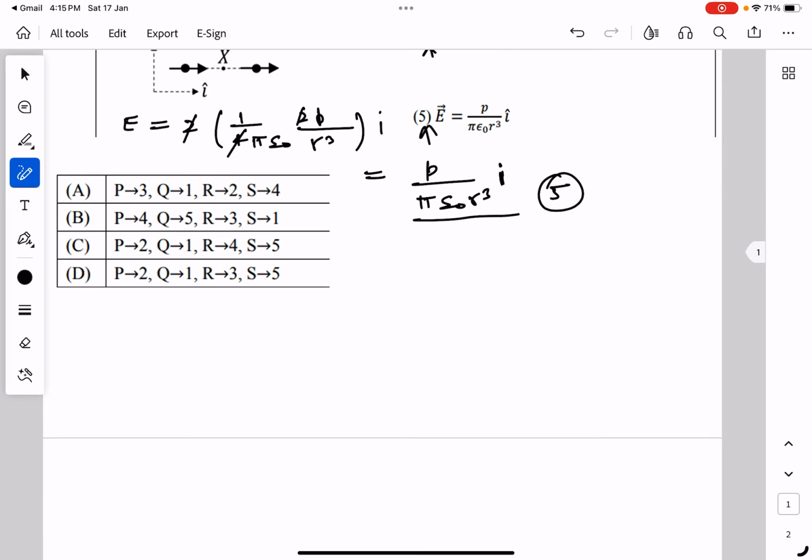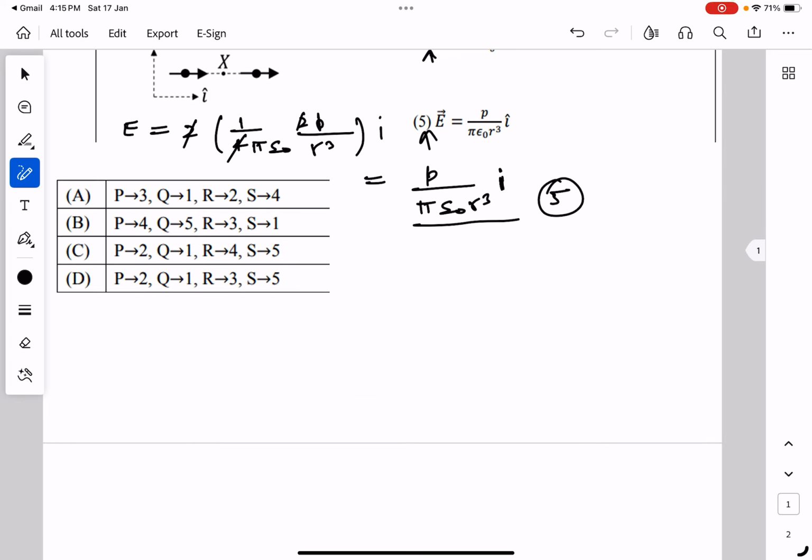Therefore, out of the options A, B, C, D, option C is correct. Alright, thank you very much.